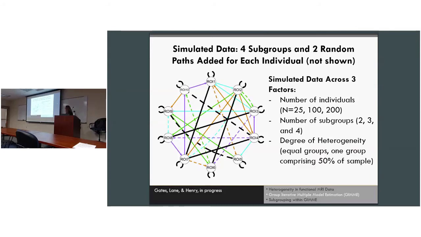And then we also varied the degree of heterogeneity. So for half of our simulations, we have equal subgroups. For the 2 subgroup case, they're 50-50. For the 3 subgroup, there's 33, 33, 34%. And for our 4 subgroup case, every group has 25%. Every large group is comprised of 4 equal parts.